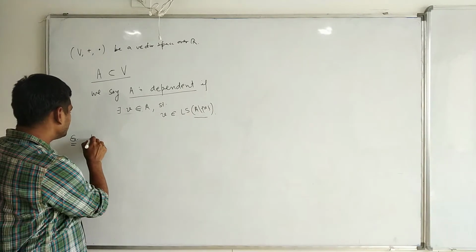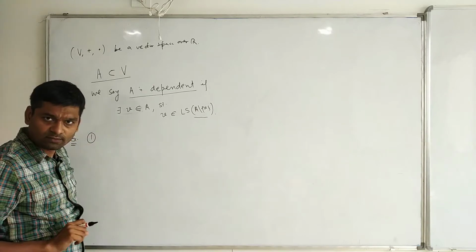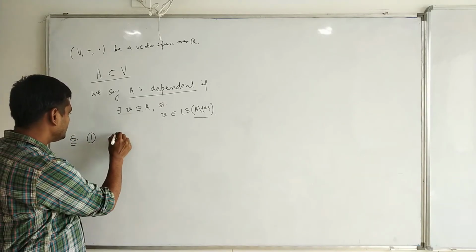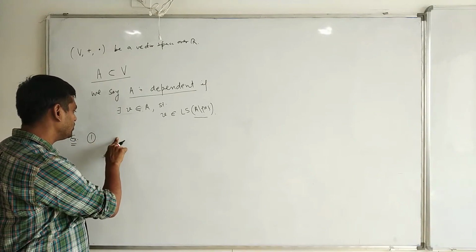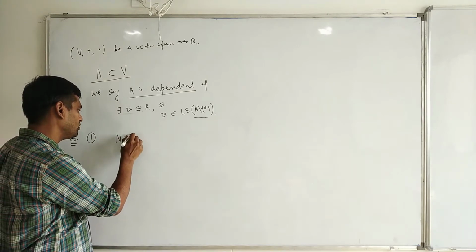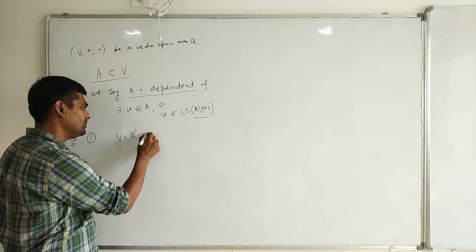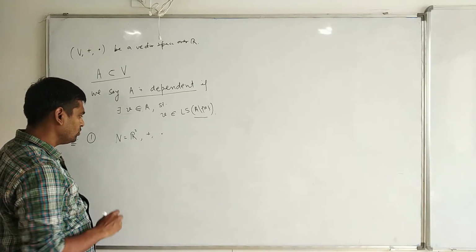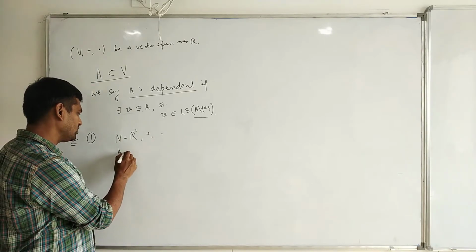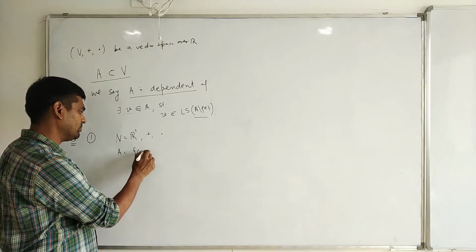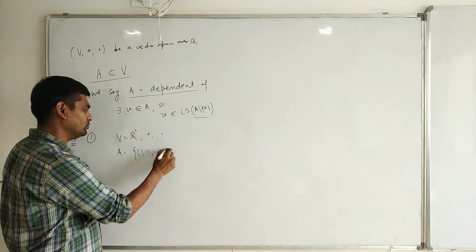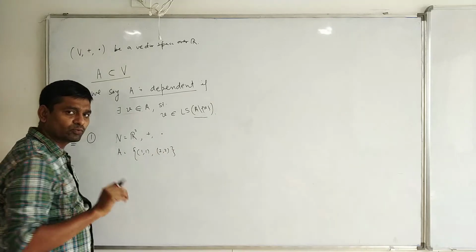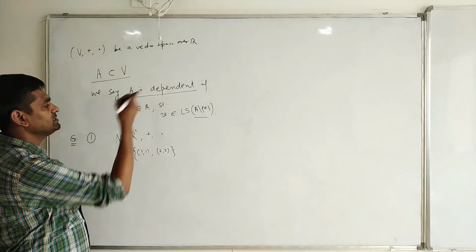So we'll start with a very simple example. Example number 1: let me take V equal to R2 with the usual addition and scalar multiplication. Now let me take A equal to the set {(1,1), (2,2)}. Now the question is whether A is dependent or not.